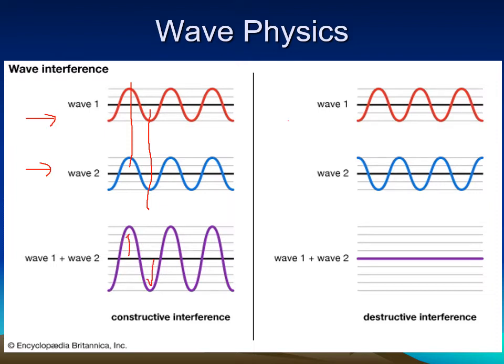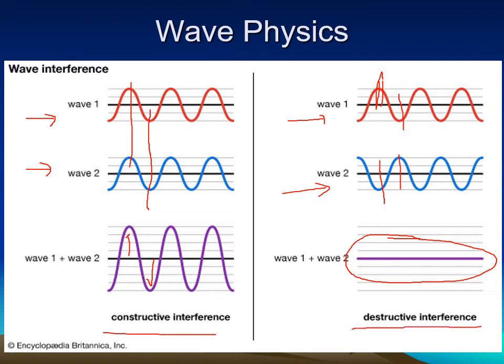wave. But if the two waves are 180 degrees out of sync with each other, then the up of one is matching with the down of the other. The down of the first one matches with the up of the other one. And so we add up and down to down, you end up canceling everything out. So we call this constructive interference or destructive interference. They're both called interference. So wave interference can be either constructive or destructive.